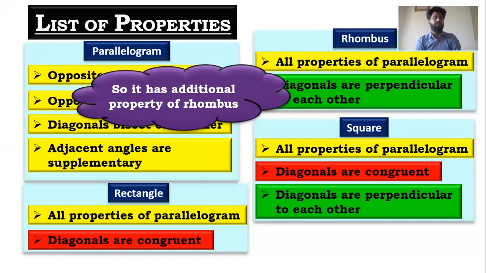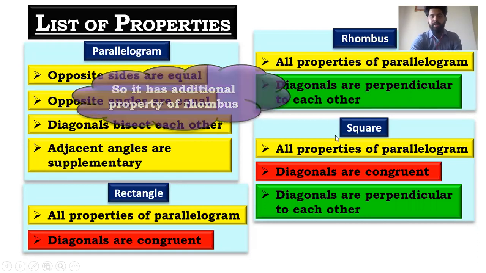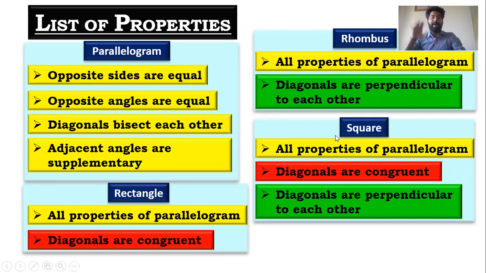No, Tanish, it is not. That's why we've skipped that. Okay. So there are 4 members in the parallelogram family. Parallelogram family has 4 members. Parallelogram itself, rectangle, rhombus, and square.